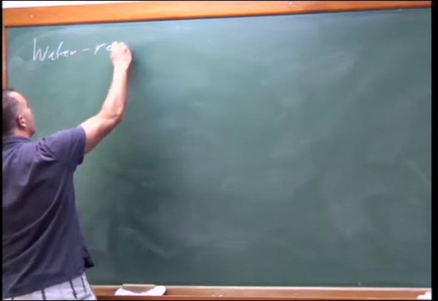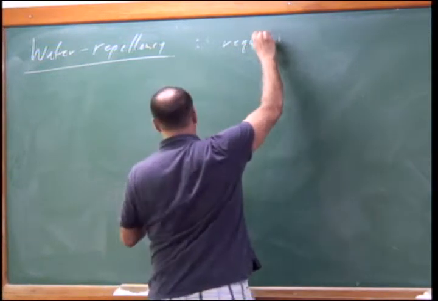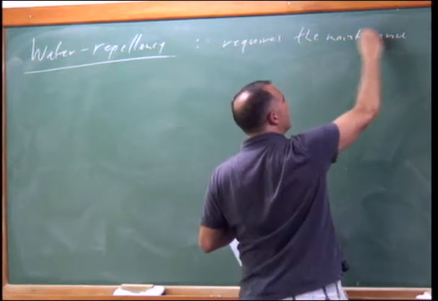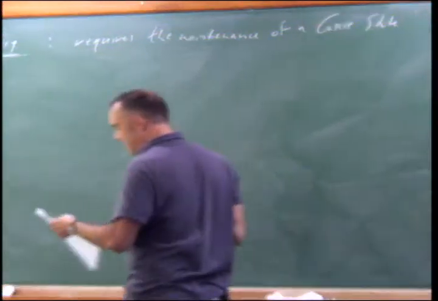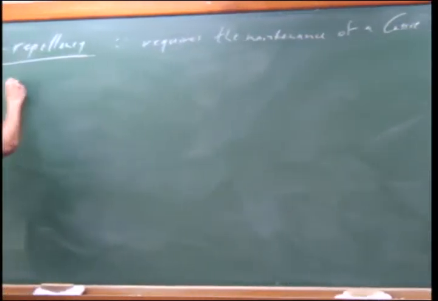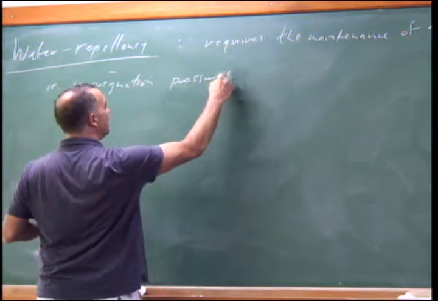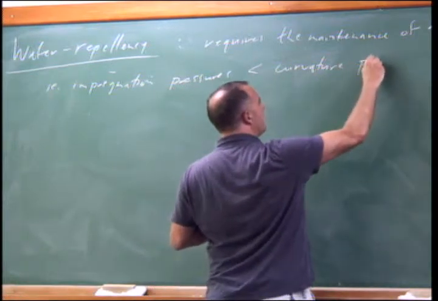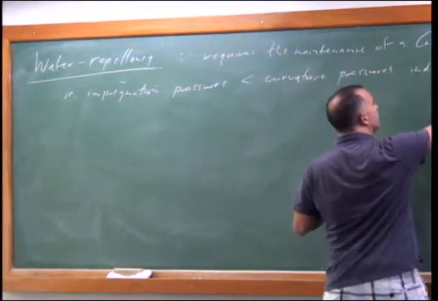So we've seen that water repellency requires that we stay in a Cassie state, and so that's just saying that the largest pressures around, let's call them impregnation pressures, have to be small relative to the curvature pressures generated by the texture. Okay, so let's look at a few examples.